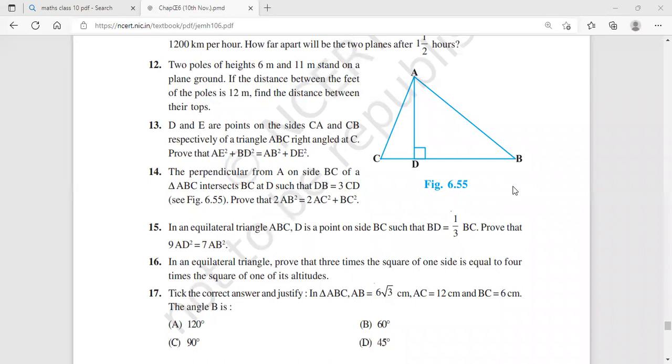So the next question, we have got an equilateral triangle. D is a point on the side BC such that BD is 1/3 of BC. Prove that 9AD square is equal to 7AB square. Okay, so let's do that.